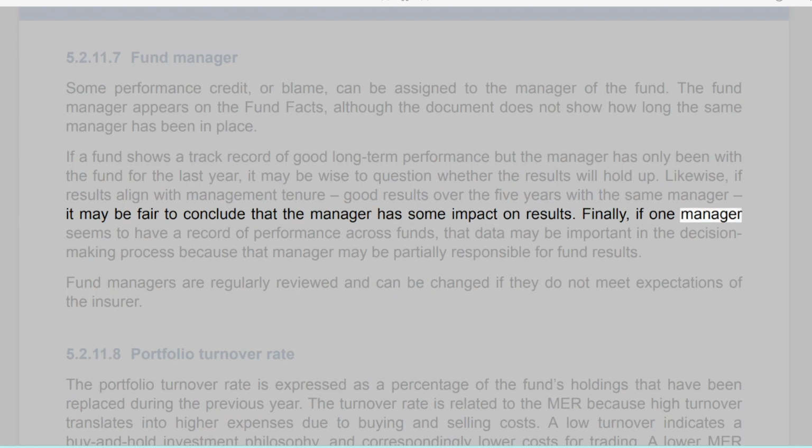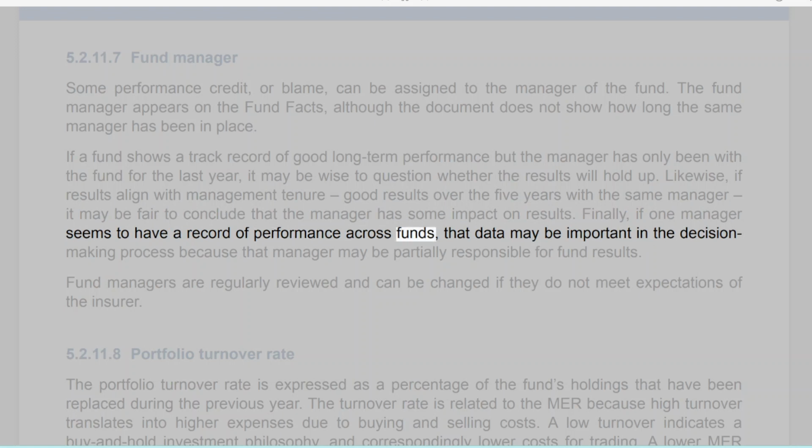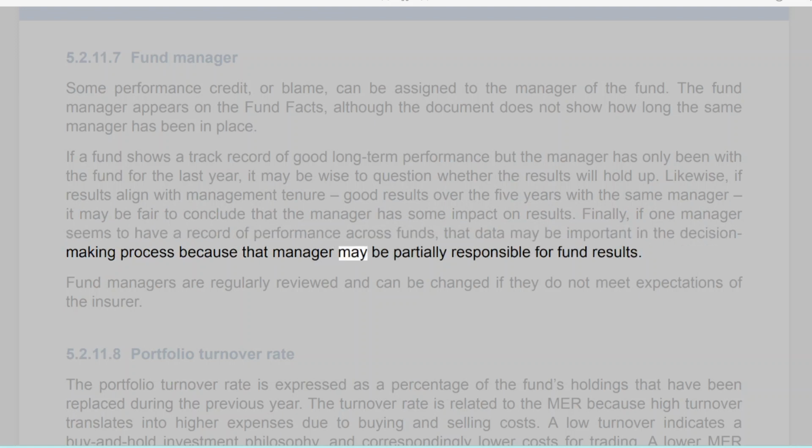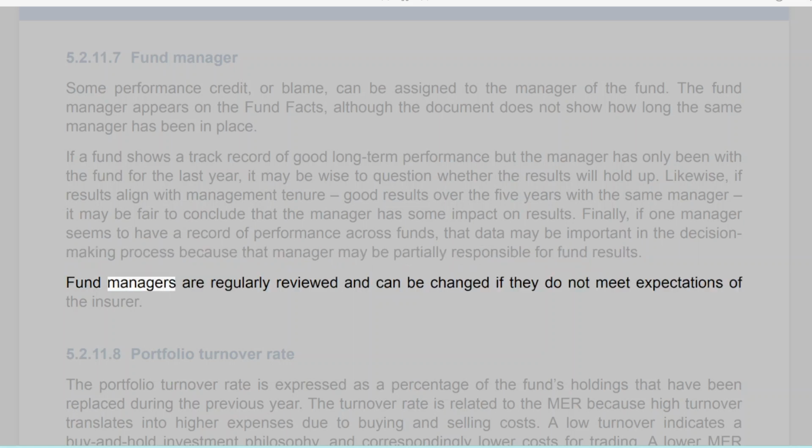Finally, if one manager seems to have a record of performance across funds, that data may be important in the decision-making process because that manager may be partially responsible for fund results. Fund managers are regularly reviewed and can be changed if they do not meet expectations of the insurer.